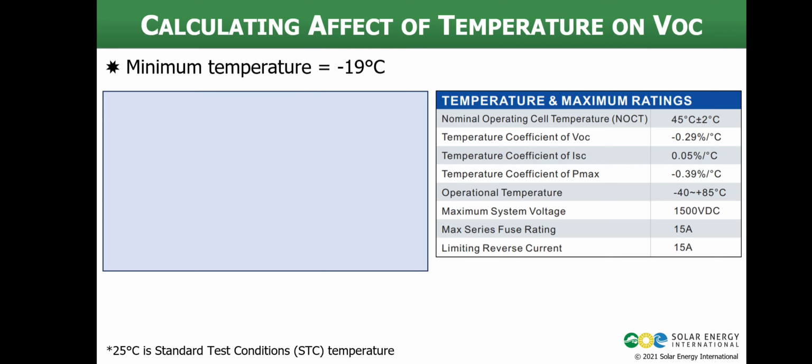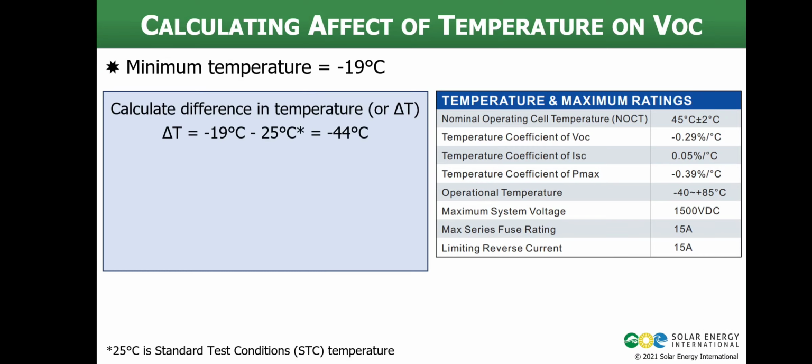We have a sample of a specification sheet for a module here. We have a minimum temperature from our location of negative 19 degrees C. That's for the specific spot that this module is going to be installed. The first thing we need to do is calculate the difference in temperature between the standard test condition temperature of 25 degrees C and the low temperature that we experience on the site. In this case, we're going to take negative 19 degrees C and subtract 25 degrees C, that's our standard test condition temperature, to get negative 44 degrees C.